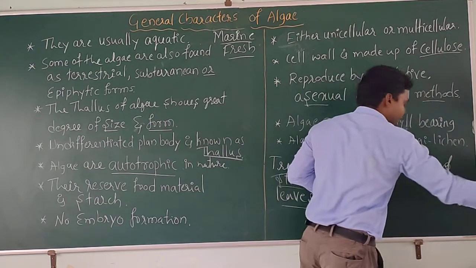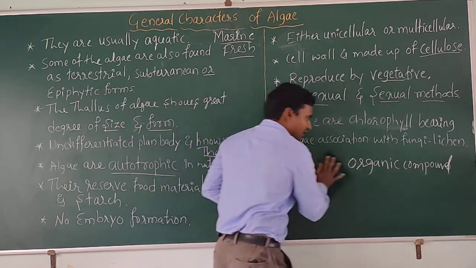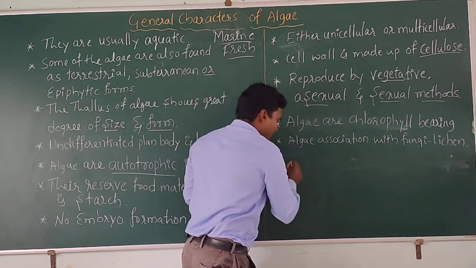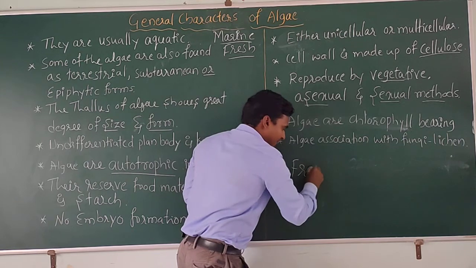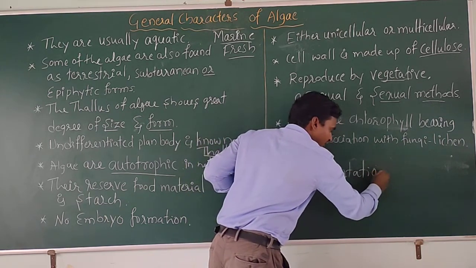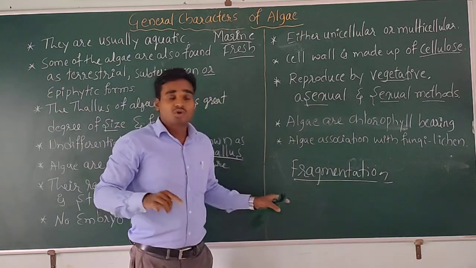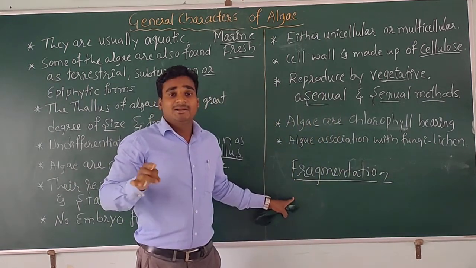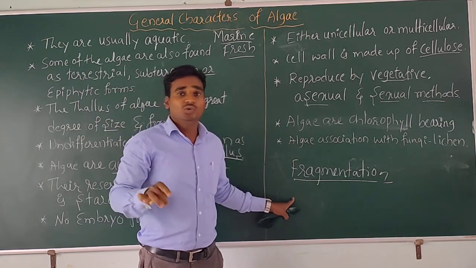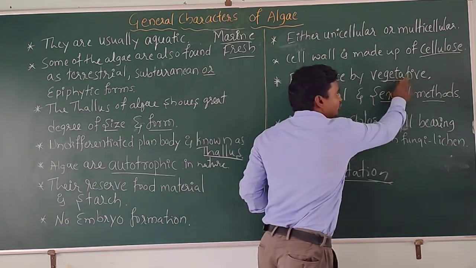Vegetative forms. How is it reproduced by vegetative means? I'll tell you an example. Some algae reproduce by vegetative means. Vegetative means fragmentation. Fragmentation means the breaking down of the algae body. If that broken body gives a new plant, that is fragmentation in the vegetative form.